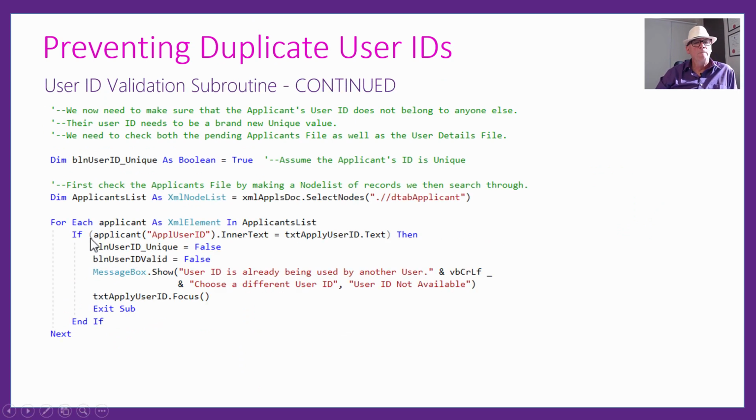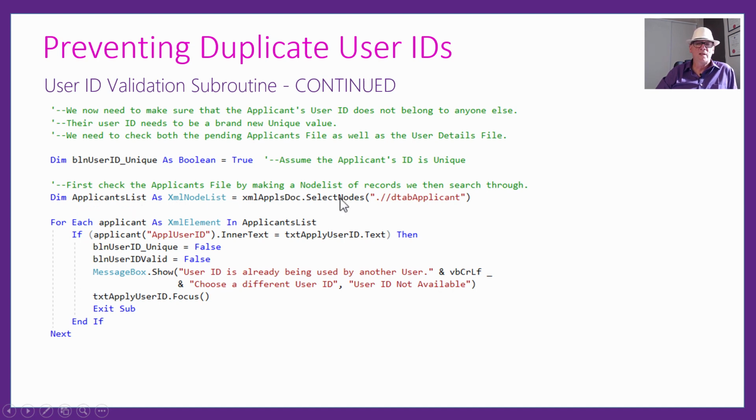What it's going to do is we dim Boolean user ID unique. We just assume first up it's true unless this checking proves it wrong. And what we need to do with our XML doc, you know how we read in the applicant's file and we got it sitting in that XML doc in memory. We don't want everything in the XML doc. All we want to do is just get a copy of all the fields so we can go to the user ID field and check it out for each record in the applicant's doc. So we have to make this thing called a node list. So we dimension an applicant's list. This is going to be a list of all of the fields for our current applicants in the applicant's file. That's an XML node list.